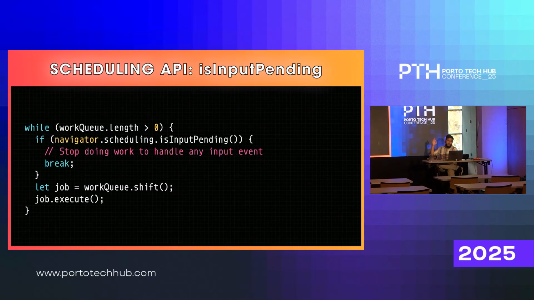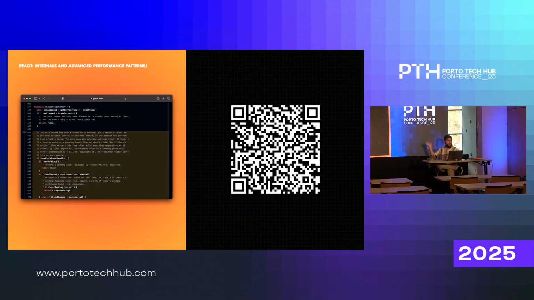So isInputPending, we can do navigator.scheduling.isInputPending, and it actually should tell us if the browser is busy handling input. Remember how in our very first example with the generator-based thing, we had a while true, and the first line within that while loop was yielding back to the browser. So this is a nicer way of achieving something similar.